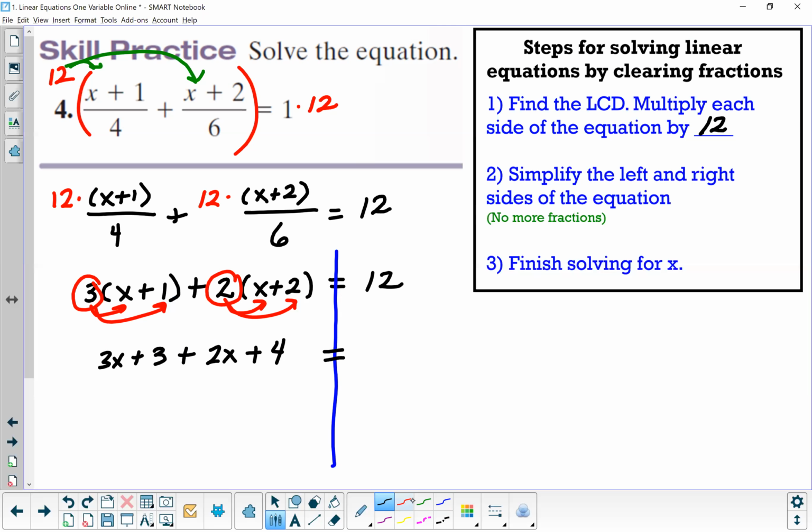Okay, combine your like terms. So 3x and 2x are alike. 3 and 4 are alike. So that's going to give us 5x plus 7 equals 12.